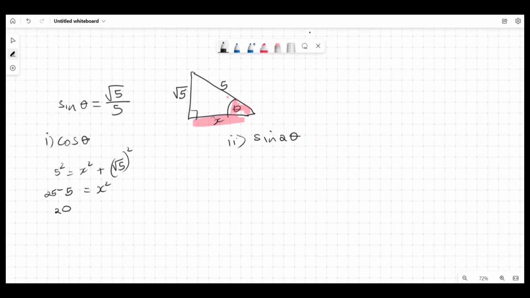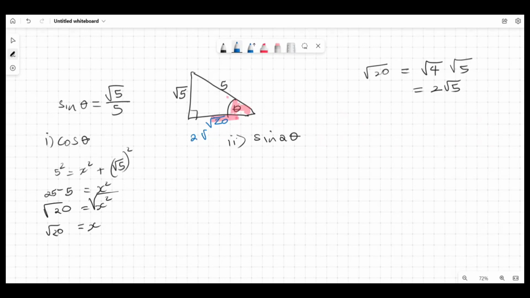So then 20 is equal to x squared, taking the square root. So if I take the square root of this, the root of 20 is equal to x. I can write the root of 20 in other ways. You understand? You can write it as root 4 times root 5. The root of 20 can be written as root 4 times root 5, and root 4 is 2, so 2 root 5. So it can be the root of 20, or you could put 2 root 5 for it.